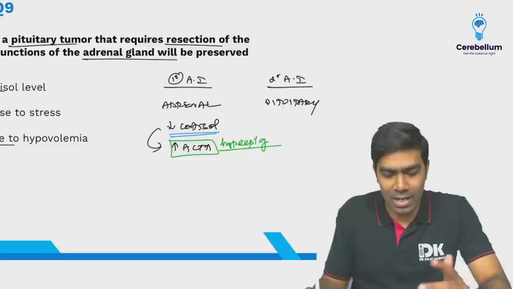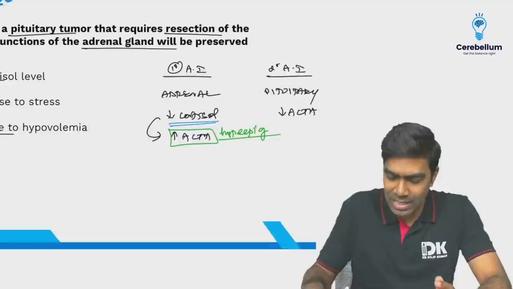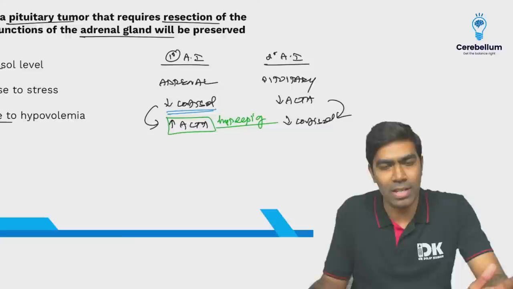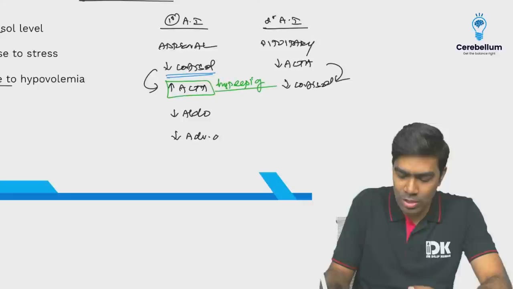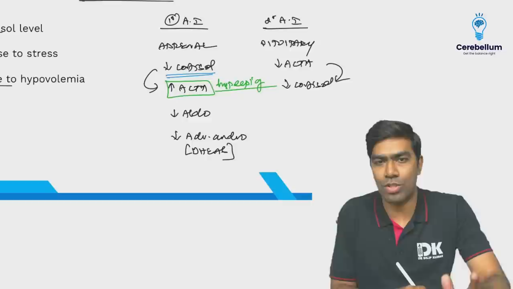And what about secondary adrenal insufficiency? Here the problem is low ACTH, because the problem is the pituitary, and that is causing low cortisol. Because ACTH is low, you're not going to see hyperpigmentation here. And what about aldosterone? Aldosterone levels will be low, and adrenal androgen levels will be low. Most importantly, DHEAS, dehydroepiandrosterone, or androstenedione, two different compounds, but DHEAS is more important, will be low.